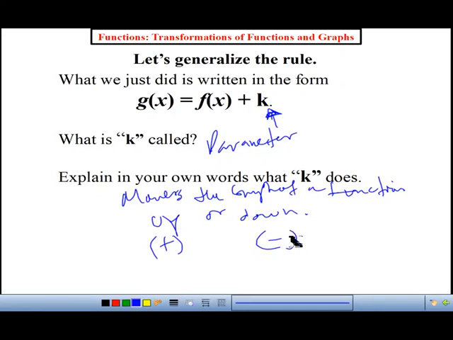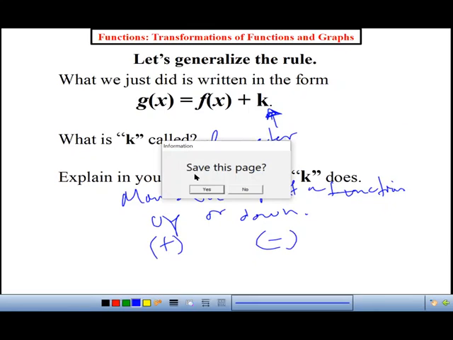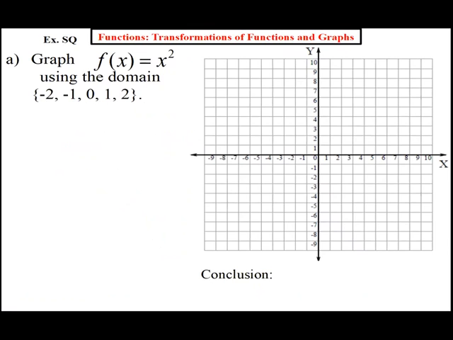Oh, we got this. Let's crank it up a notch, yeah? Yeah, let's go. All right. On your new coordinate plane, copy this one. Example: graph the function f of x equals x squared using the domain -2, -1, 0, 1, and 2. So for that, we're going to need a table.